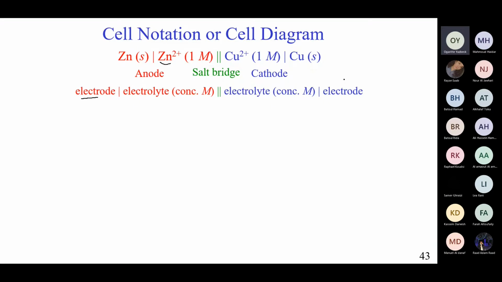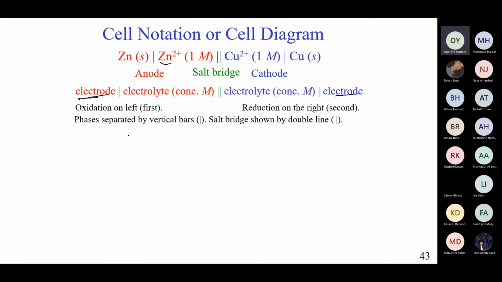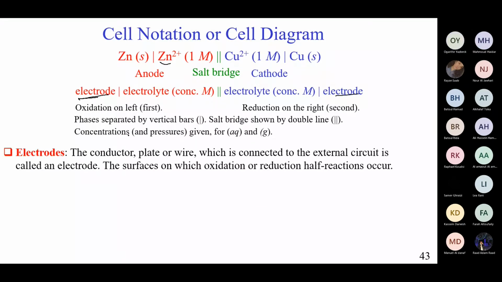But typically at the ends you see the electrodes, which are the solids in the electrochemical cell. So phases are separated by one bar and the salt bridge by a double line. Concentrations are in brackets. You can sometimes put aqueous or gas or solid beside each compound. Now the minute I put a concentration, it means it's an aqueous solution.